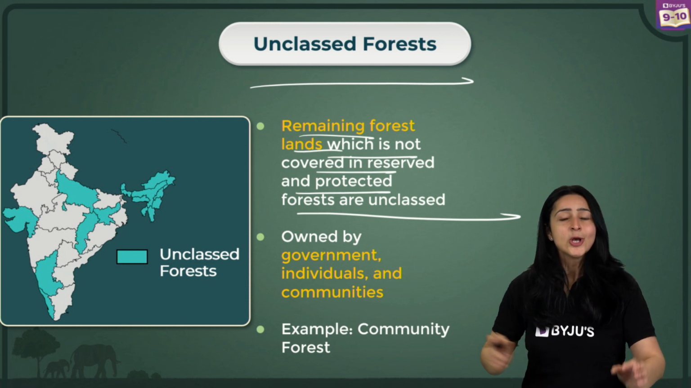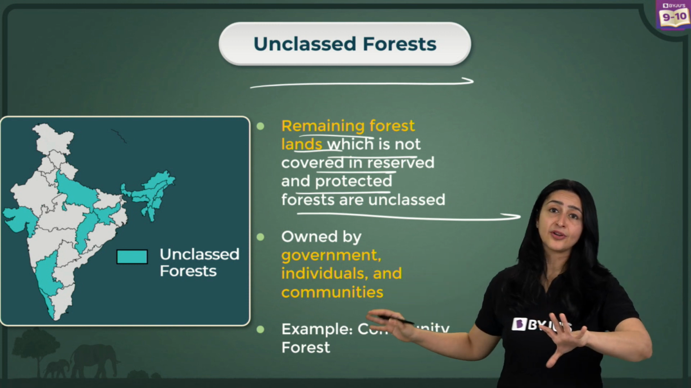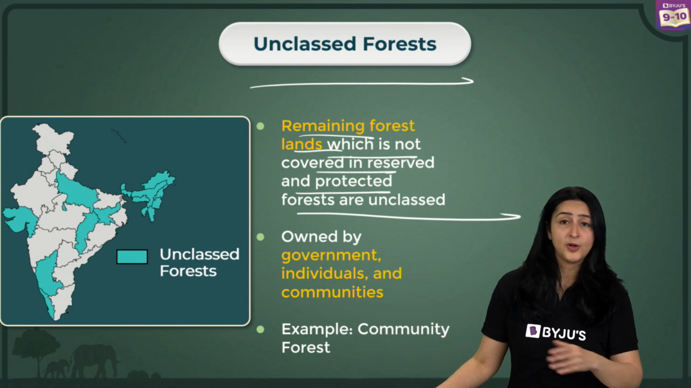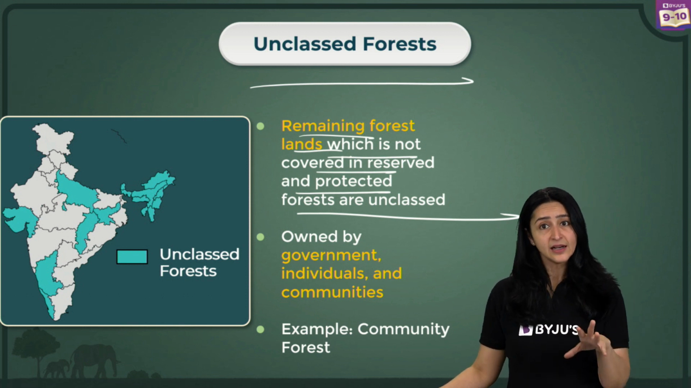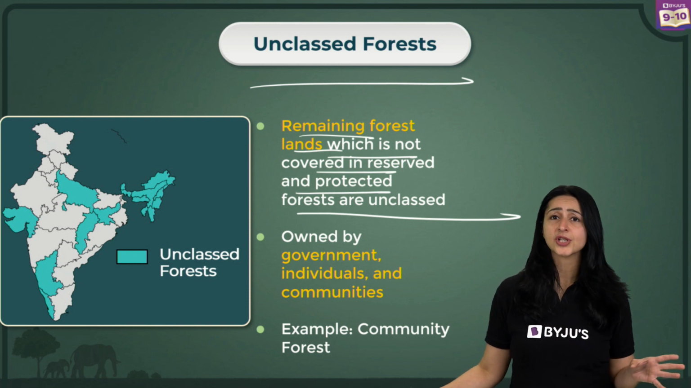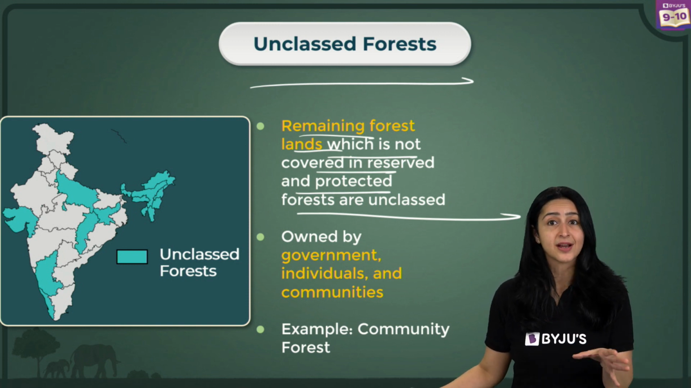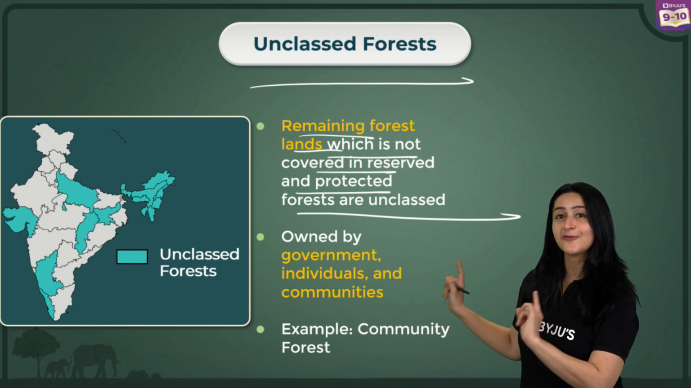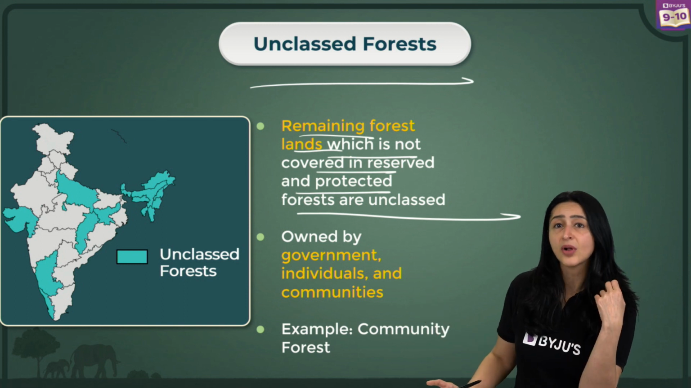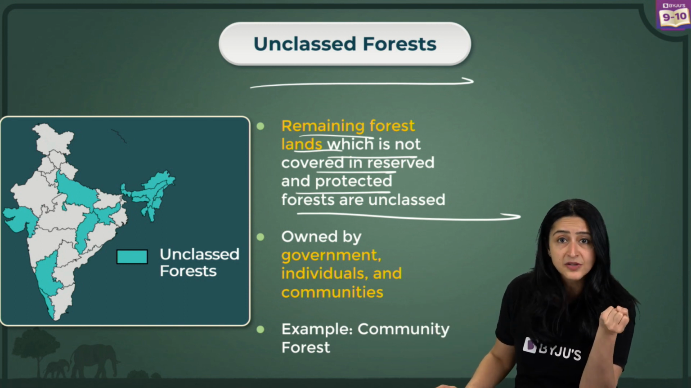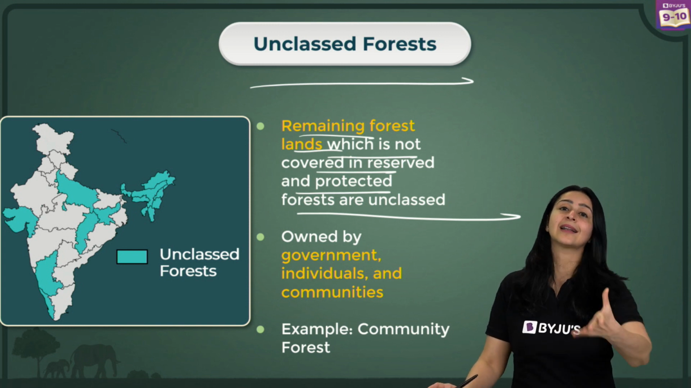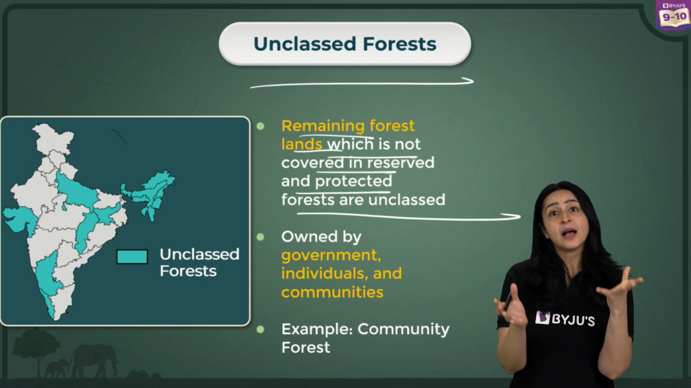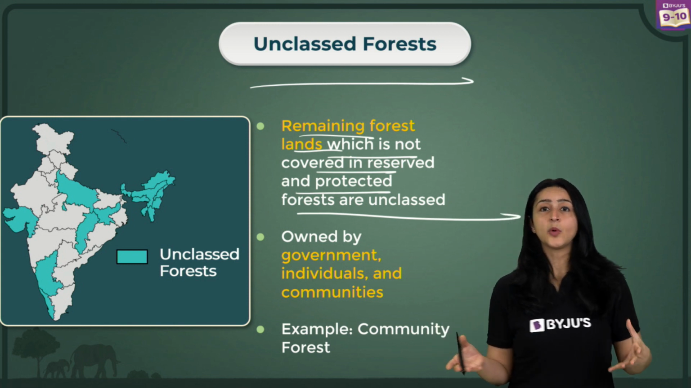Right, very simple. So talking about ownership, these particular forests could be owned by the government, they could be owned by individuals, or they could even be owned by communities. And here in these areas, there are no restrictions on tree grazing or even on tree cutting. Now, again, if you take a look at the map over here, you can see that all the northeastern states and parts of Gujarat have a very high percentage of their forests which come under unclassed forests. And the examples of unclassed forests, for example, would be community forests.